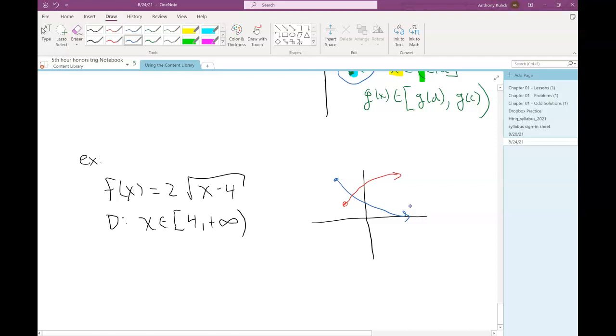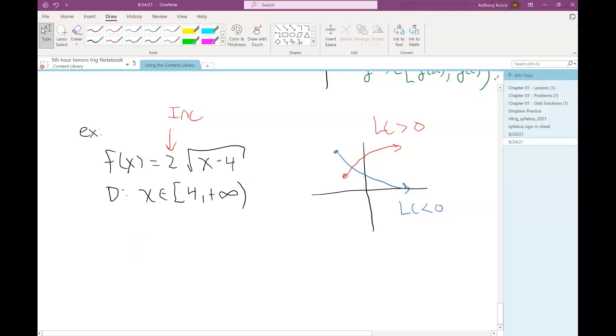The leading coefficient. Very good. So if the leading coefficient is positive, we get the increasing version, and if the leading coefficient is negative, we get the decreasing version. So this tells me that we have the increasing situation. Everybody still on board? Okay.